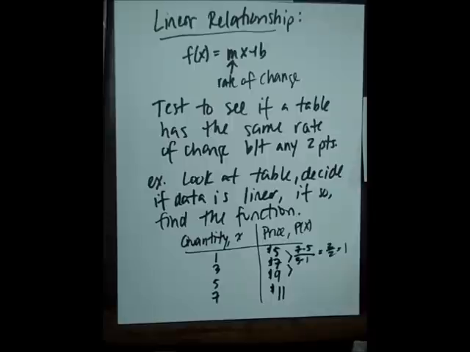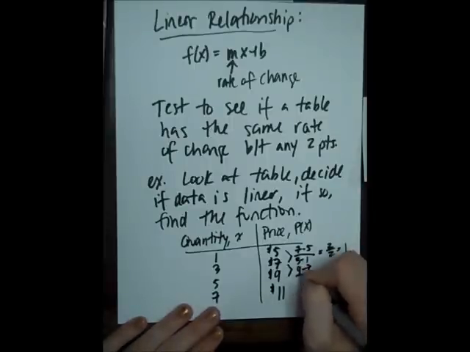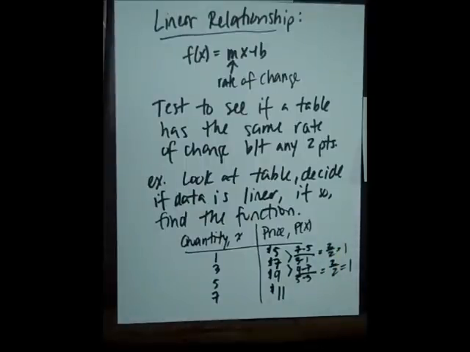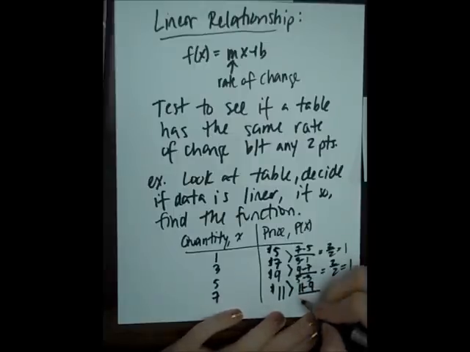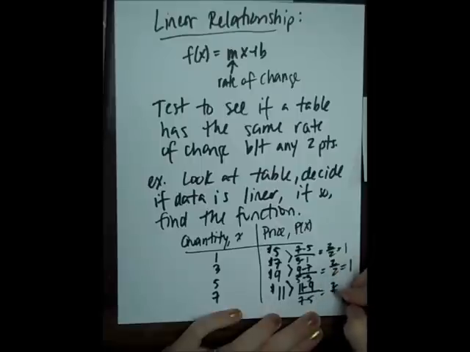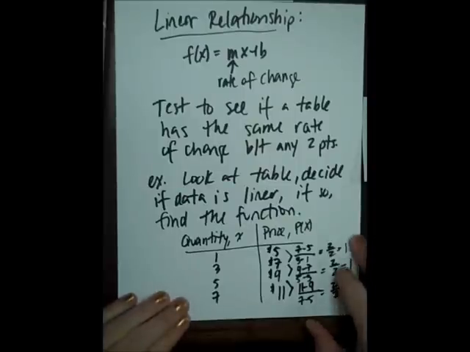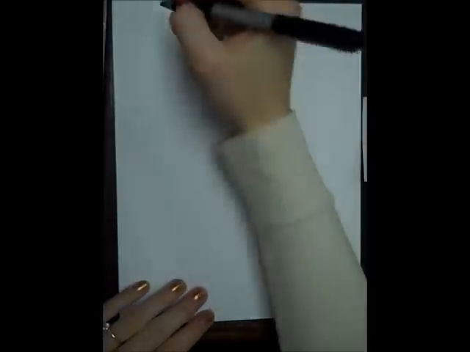Now let's look between these 2 points. How much did my function values change? Well, that's 9 minus 7 over 5 minus 3. Again, 2 over 2, which is 1. And then lastly, let's look between the last 2 points. Change in y was 11 minus 9 over change in x, which is 7 minus 5. 2 over 2, which is 1. So yes, this data is linear because I have a constant rate of change.